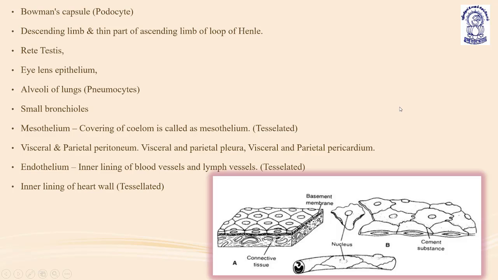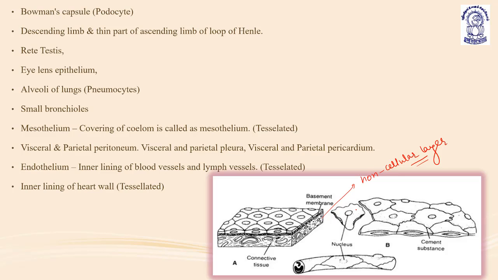where they are found. You can see in the picture that this is the basement membrane. Basement membrane is a non-cellular, acellular layer, which has the tessellated epithelium or the pavement epithelium. You can see the boundaries are irregular. The nucleus is at the center, but the cells are very tightly or compactly packed.